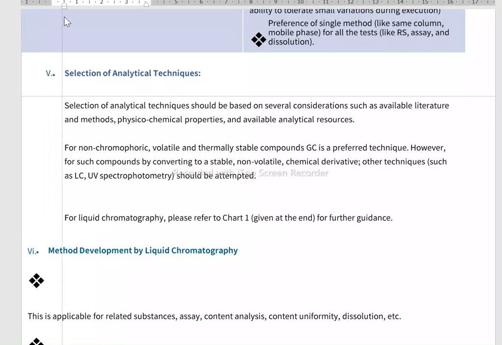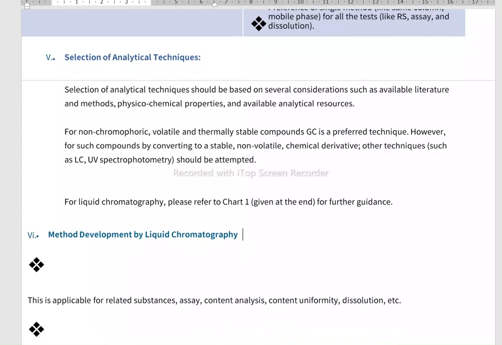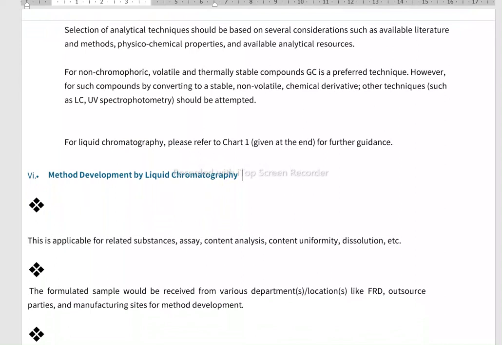For liquid chromatography, please refer to Chart 1 given at the end for further guidance. Method development for liquid chromatography: these are the step-by-step procedures. If you follow all these procedures, you should be able to develop an analytical method for a compound easily. You may face some hindrance, but you will develop it easily.